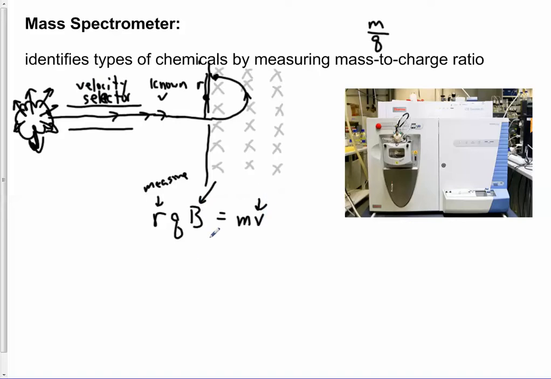So if I move the V over here, the three things we know go on one side, and the M and the Q are on the other side. So this is all known, and therefore you now know M over Q. So you can figure out the mass to charge ratio of your unknown substance, and then based on that you identify the substance that you had. So that's how a mass spectrometer works.